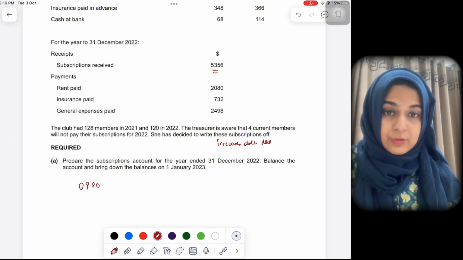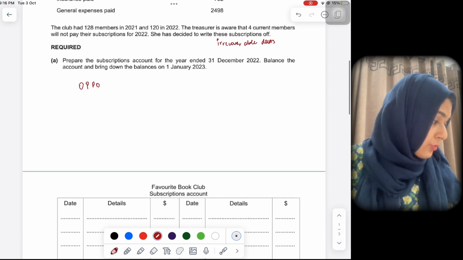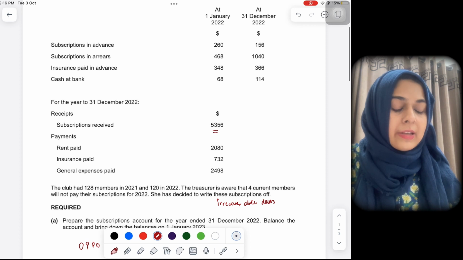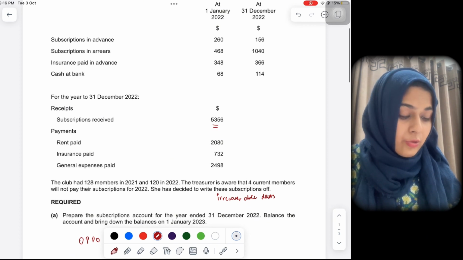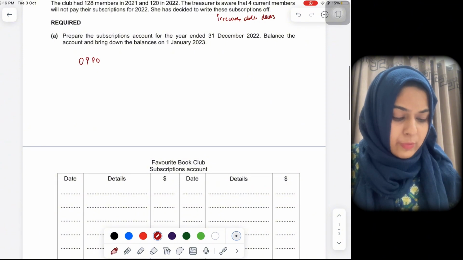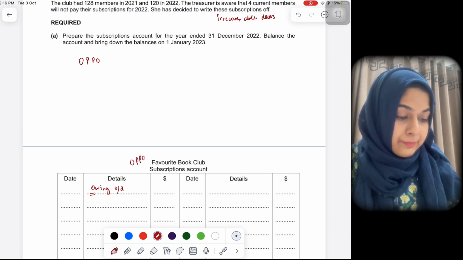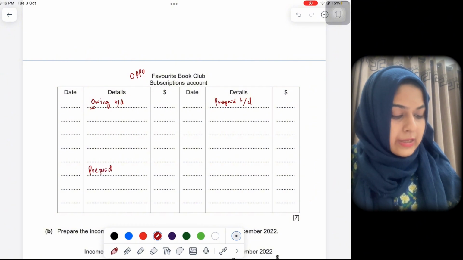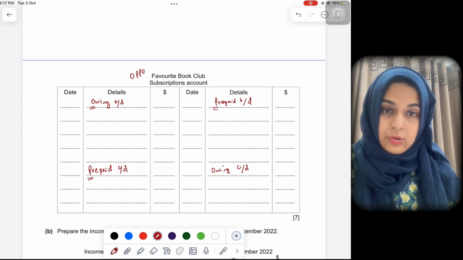So when we are doing our subscription account, we are going to apply this rule OPPO. If subscription is in arrears, it means subscriptions owing. So owing at start comes here, it's called owing brought down. When I said OPPO, I mean owing brought down will come here, prepaid brought down will come here, prepaid carried down will come here, and owing carried down will come here. So basically it's like this: O, P, P, and then O again.